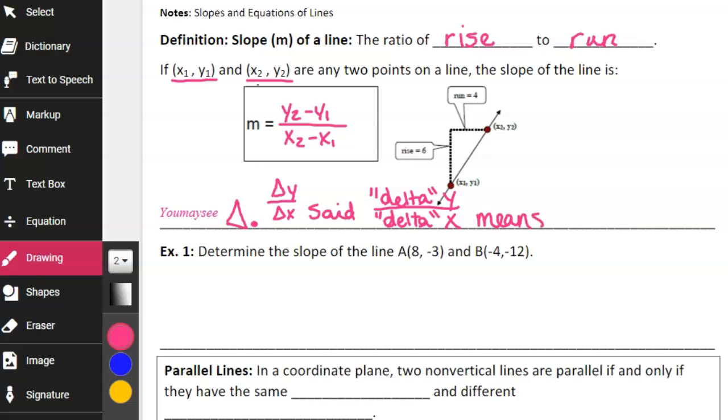So what this literally translates to is the change in y over the change in x, which describes the rise and the run. So delta y over delta x means the change in y over the change in x, and that is the rate of change. That's the slope. That's the rise over run. So it's all connected, and I wanted to make sure that you've seen that little triangle before we move on.